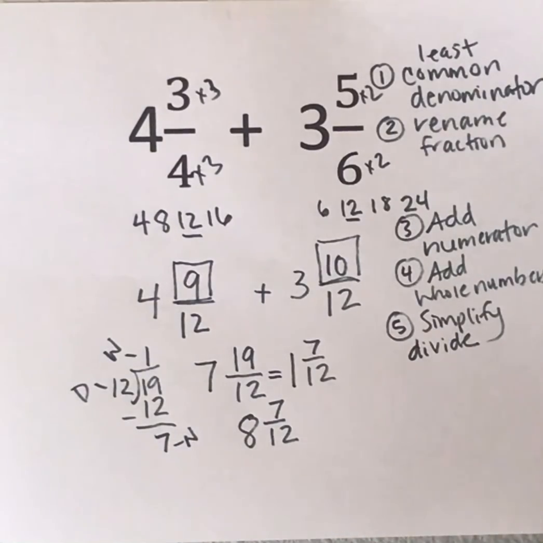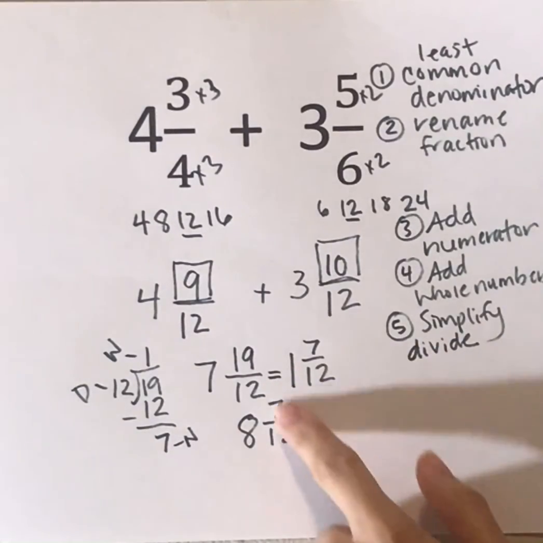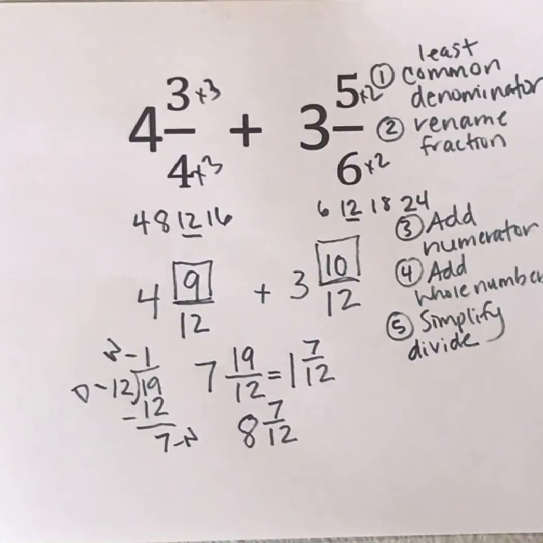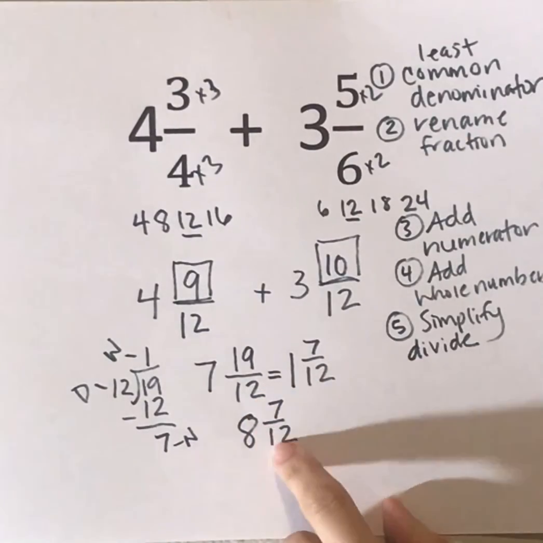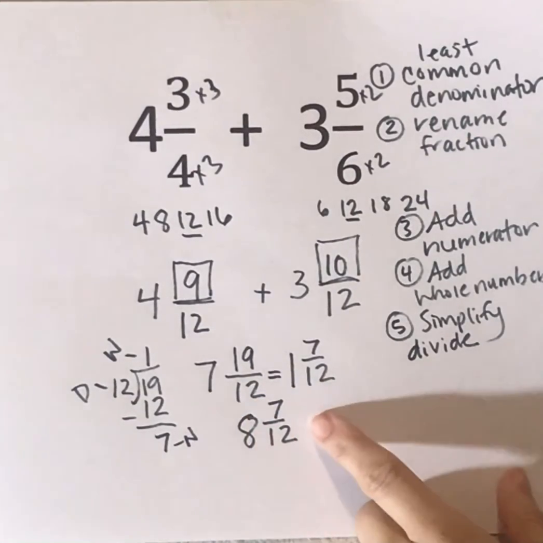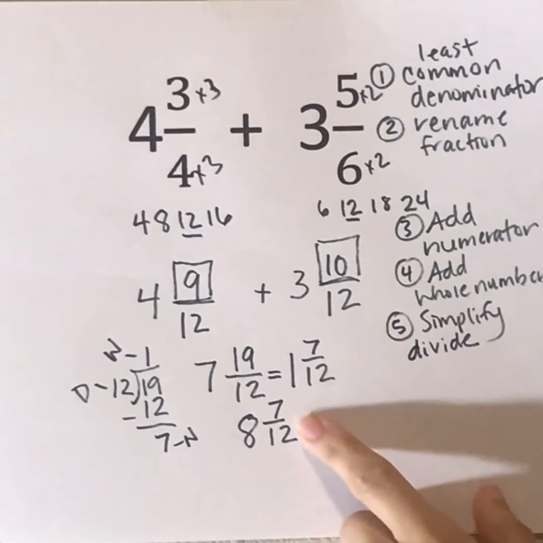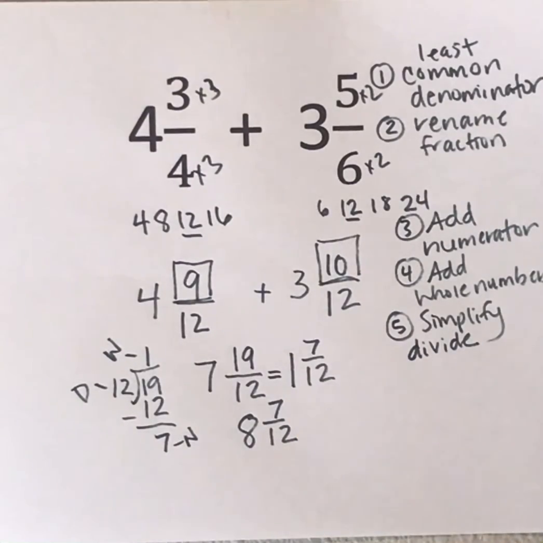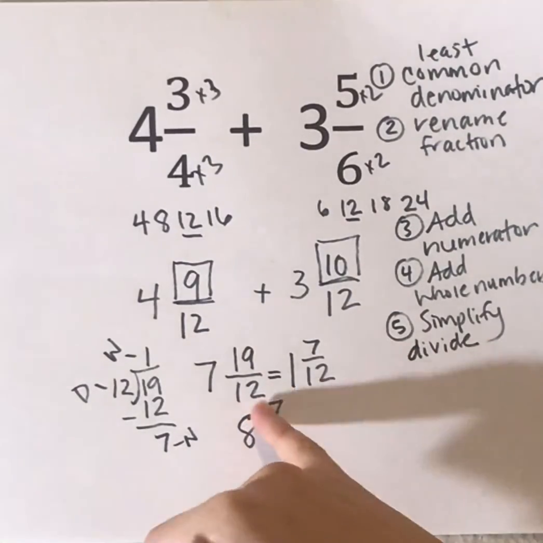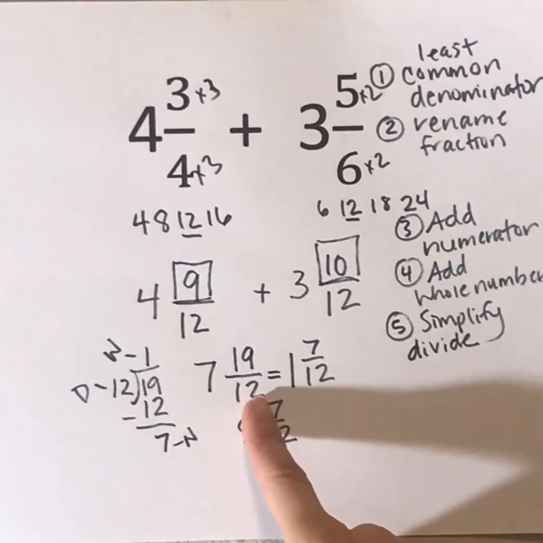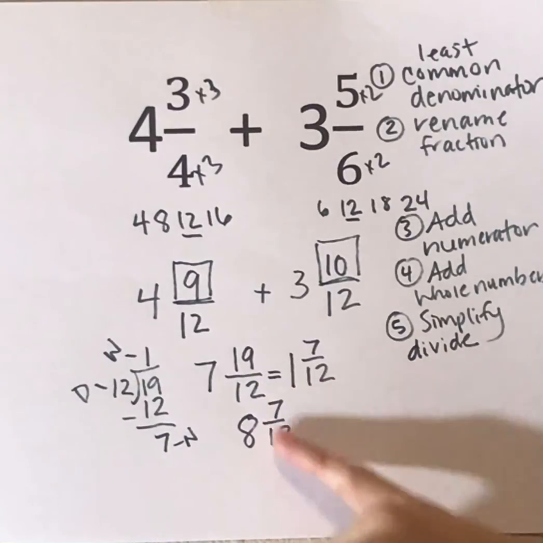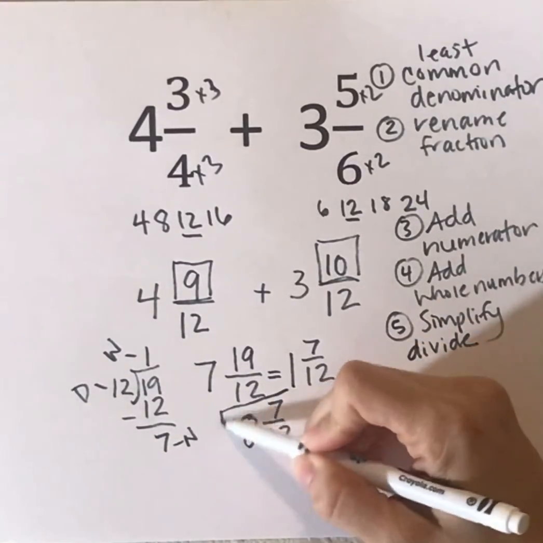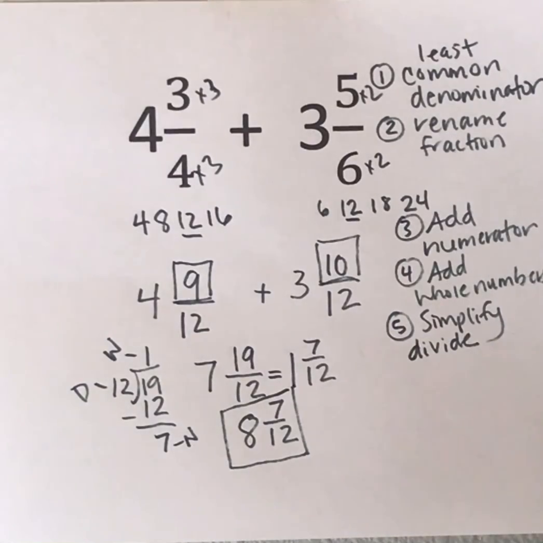I like to just one more time double check, is this simplified? And I always am thinking, is there a common factor between 7 and 12? And remember, factors are numbers that are multiplied that go into these particular numbers. And so 7 is prime, which means only 7 and 1 go into that number. And I know 7 has no common factors with 12, so I know that this is simplified. So my final answer is 8 and 7/12.